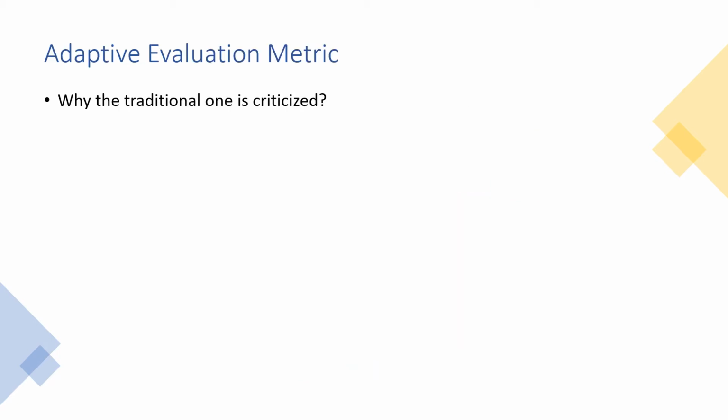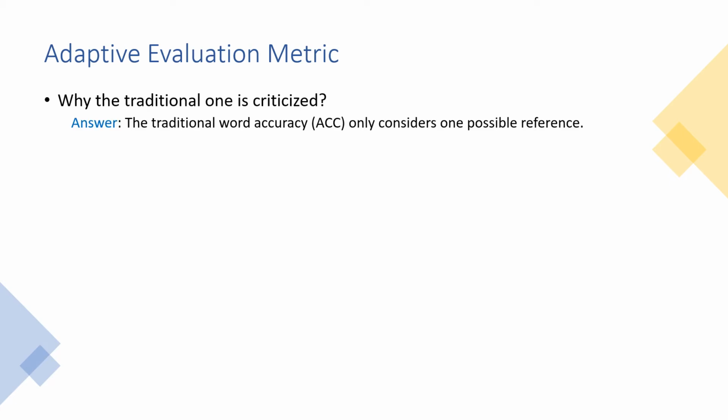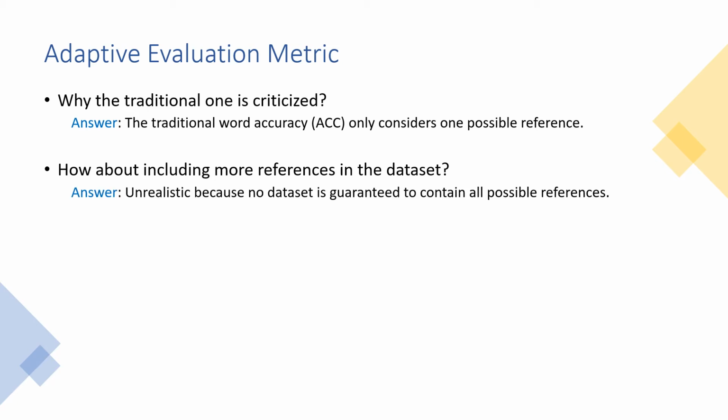Next, we will talk about the evaluation metric we designed for English to Chinese transliteration. The traditional evaluation metric for transliteration is simply counting the portion of exact matches, that is, the word accuracy. The problem is, if the dataset only contains one possible reference for a given input, then the alternative answers are all omitted. So how about including more references? Well, this is also unrealistic because we can't expect our dataset to include all possible transliterations for any given source name.